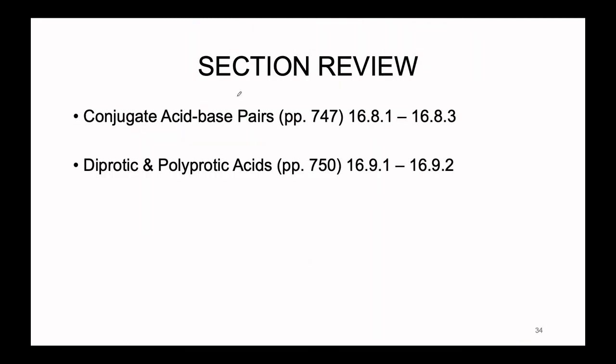Okay, with that, we have finished chapter 16. Here we have some section review problems for conjugate acid-base pairs. So if you want to get some practice identifying a weak acid as it is dissociating into its conjugate base and the H+ ion, or a weak base and its conjugate acid, here are the first set of problems. If you want some more practice looking at the diprotic and polyprotic acid cases, here we have another couple of problems to work through. If you have any questions, do not hesitate to let me know.